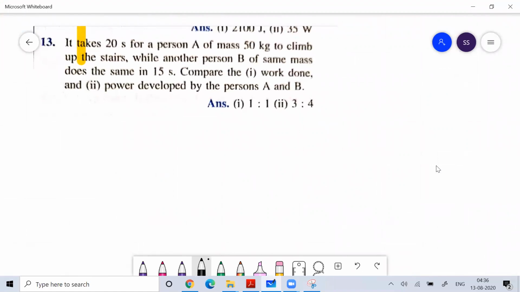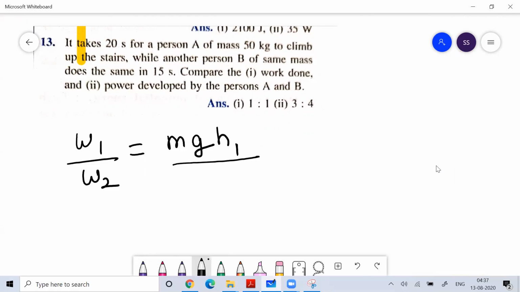See question number 13. It takes 20 seconds for a person of mass 50 kg to climb up the stairs, while another person of the same mass does it in 15 seconds. Compare the work done. Whenever you are comparing the work done, the formula of work done is mgh. The mass is the same, g is the same for everything. This is mgh1 by mgh2.